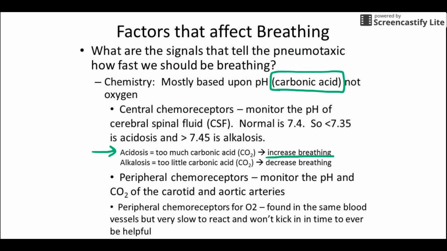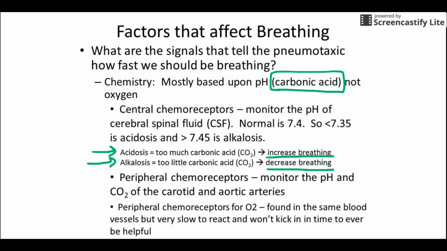Pretty cool. Okay, if we are low in CO2 because for whatever reason, or we're basic, all we have to do is slow down our breathing. That means we'll hold on to more CO2. So we decrease our breathing, hold on to our CO2, and that will fix our pH.